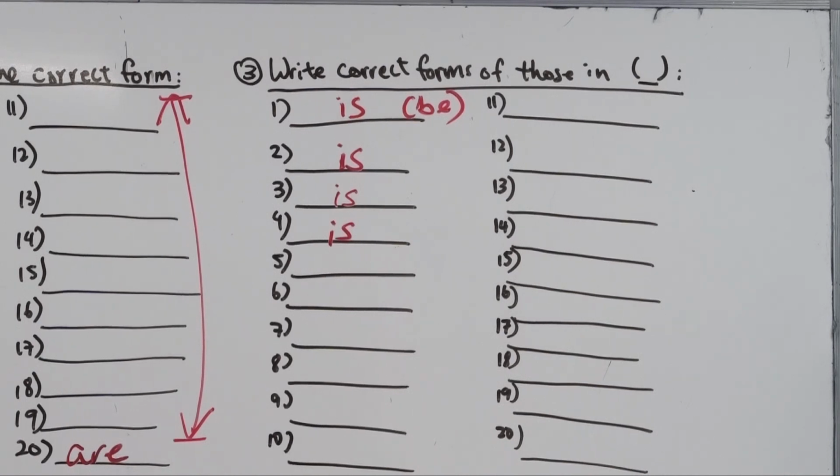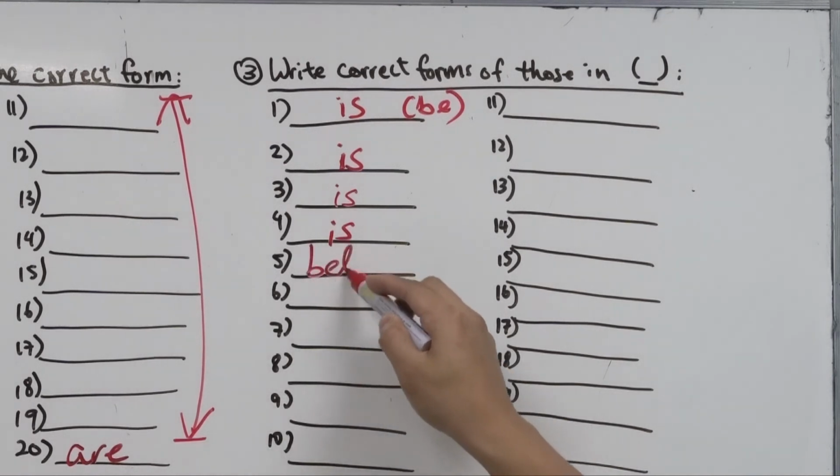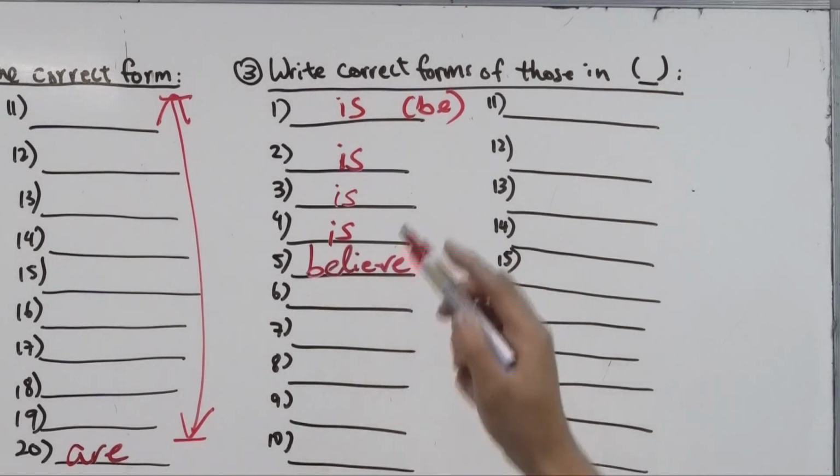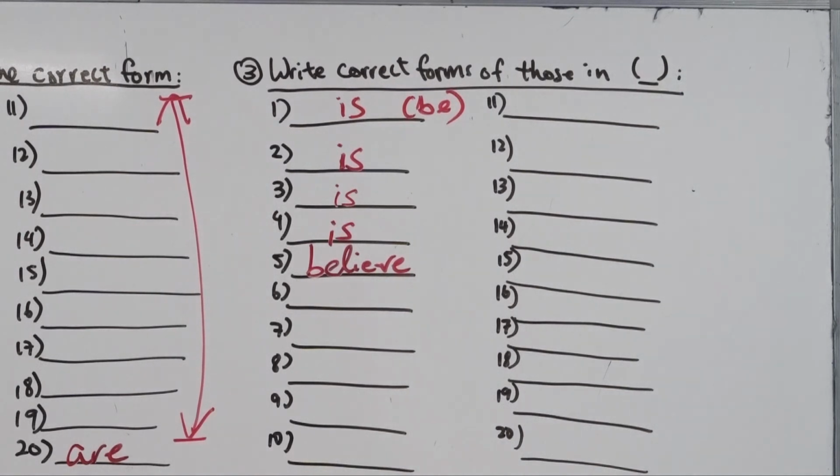The people in Africa believe in various religions. Believes or believe? The people in Africa. They, right? So they believe. No change. They believe. The people in Africa believe.